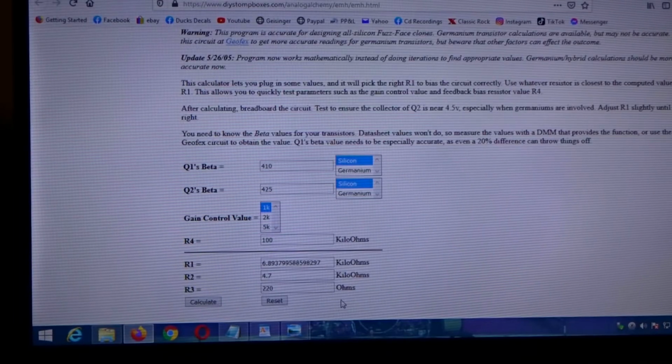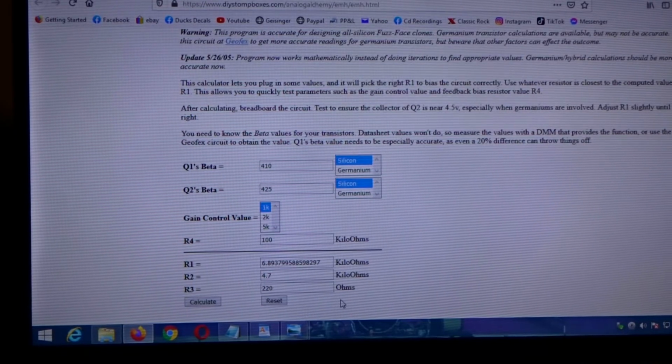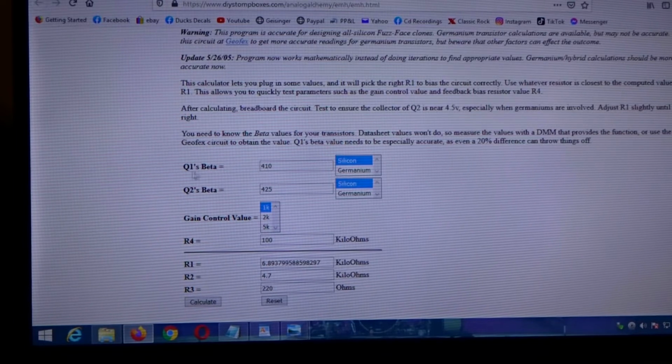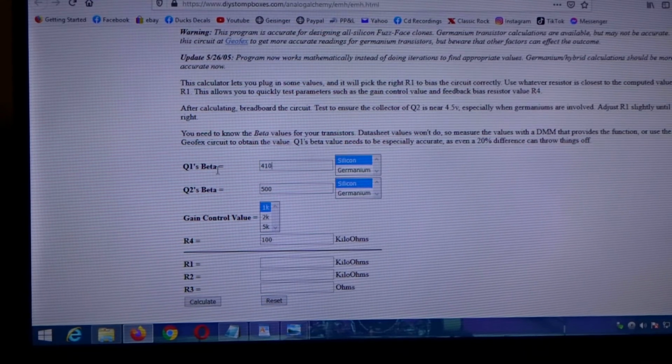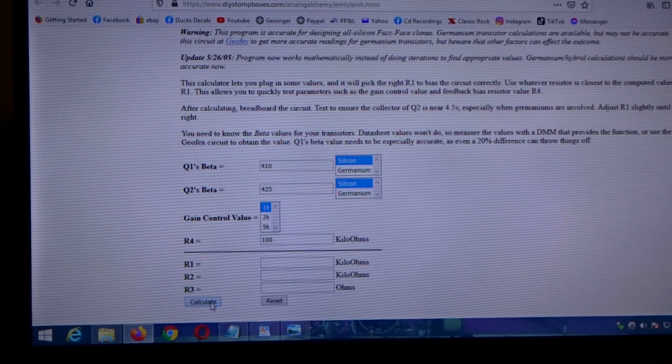So now here's a website that's going to be very useful for you, and we'll go over to the ohmmeter in a little bit, but right now these are my values. Here's Q1's beta hFE of 410. Now you want your lower hFE to be in Q1's spot, and you want to select silicon and silicon for both Q1 and Q2. My other transistor is 425. All we're going to do is I'll click reset. So this is what you're going to see. So we're going to type in 410 and 425. I'm going to click calculate.